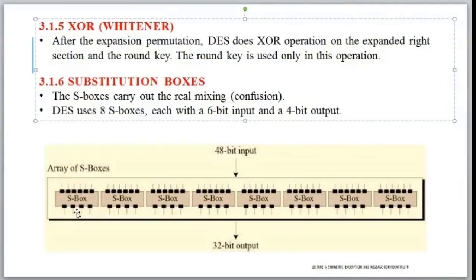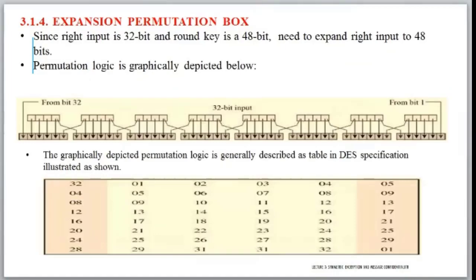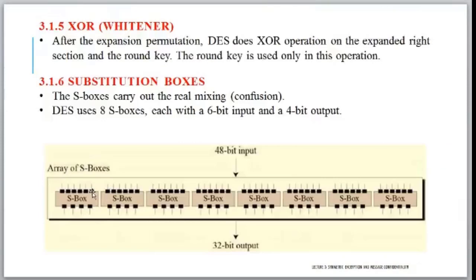In the previous slide, we discussed the expansion, how 4 bits will be expanded to 6 bits. So here the 6 bits will be minimized, it will be reduced. Each S-box, or we can say substitution box, is going to take 6 bits as input, reduce it, and then produce 4 bits.